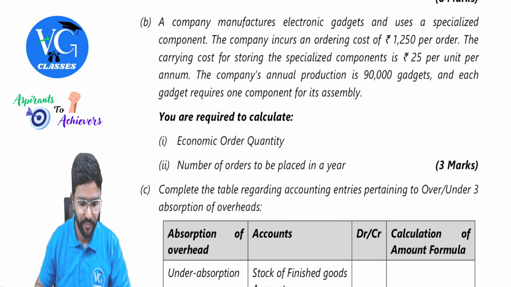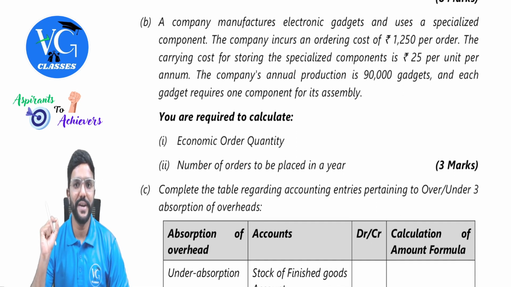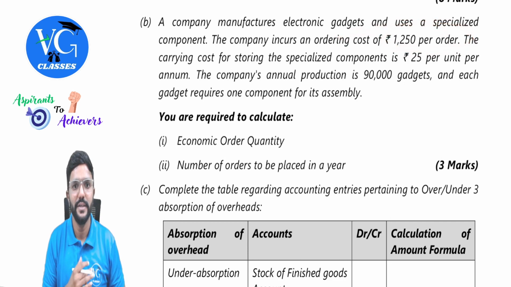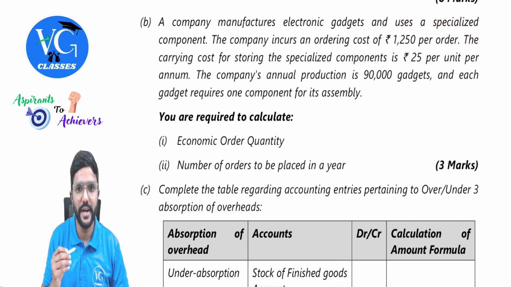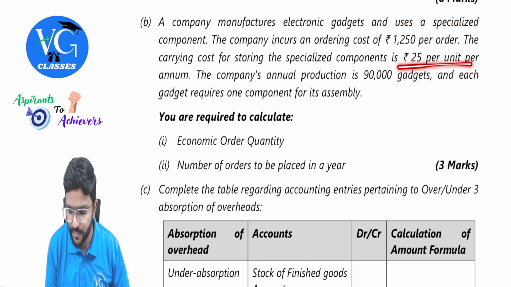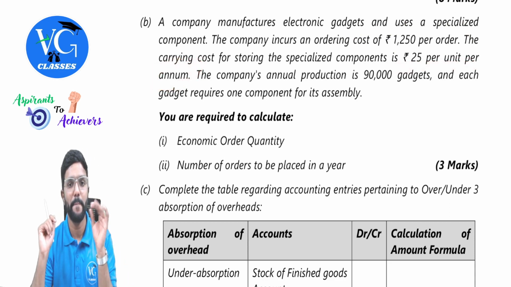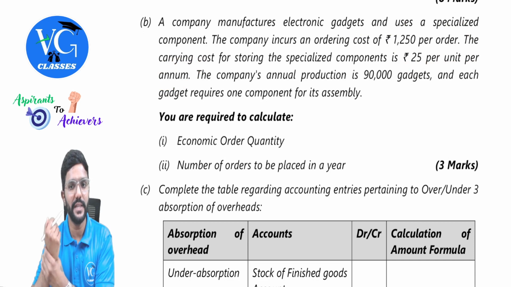Fine. Let us move to B. A company manufactures electronic gadgets and uses a specialized component. The company incurs an ordering cost of 1,250 per order. The carrying cost for storing the specialized components is 25 rupees per unit per annum. Per annum is given. Sometimes it will be given per month and all. Please be careful. The company's annual production is 90,000 gadgets.